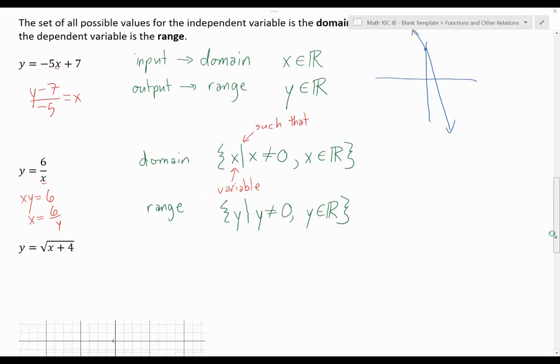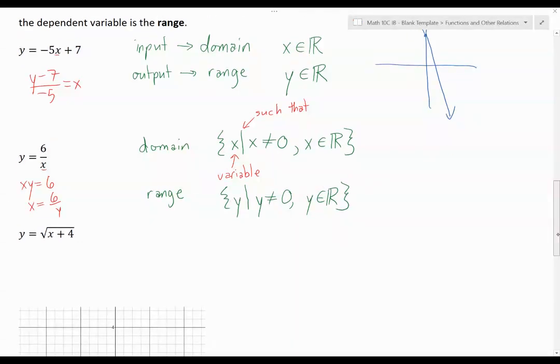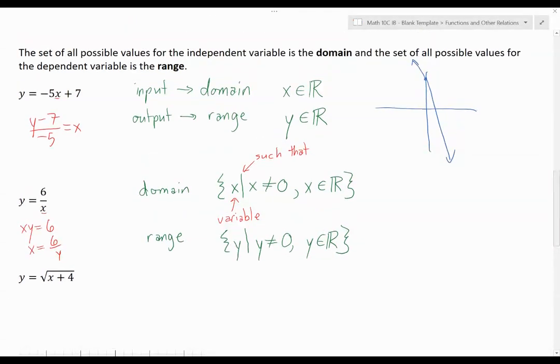We don't always have to rearrange the equation. You could also reason this out an alternate way, by saying, if I take 6 and divide it by a number, what sorts of answers can I get? If I divide by a negative number, I can get negative answers. If I divide by a positive number, I can get positive answers. If I divide by really big numbers, I'm going to get really small answers. If I divide by really small numbers, I'm going to get really big answers.